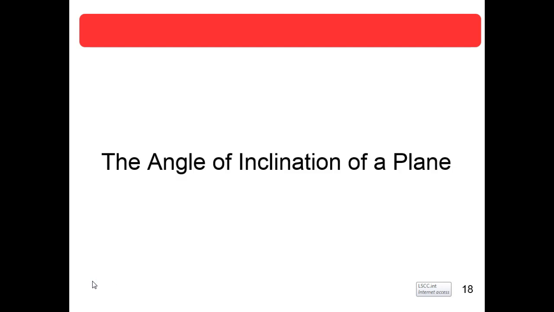All right. So the angle of inclination of a plane. That's sort of a weird concept in a sense.